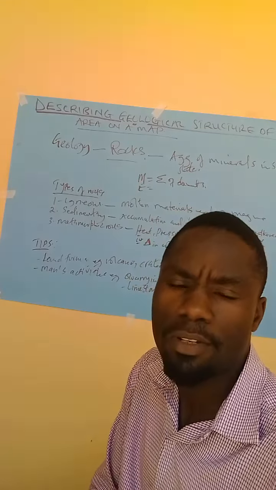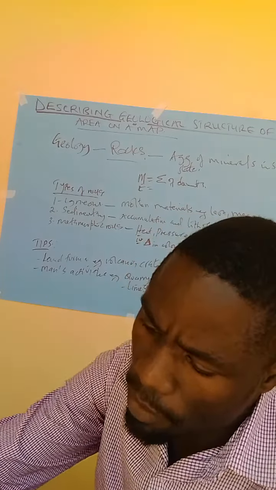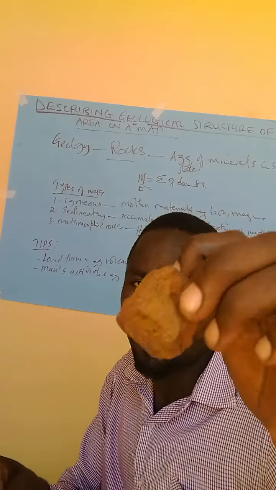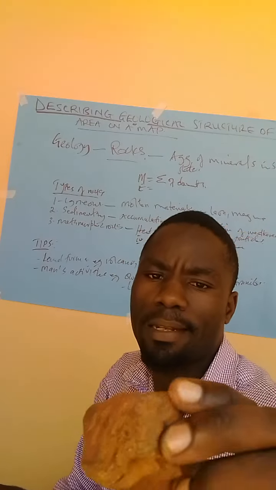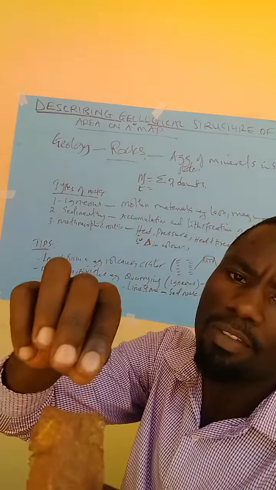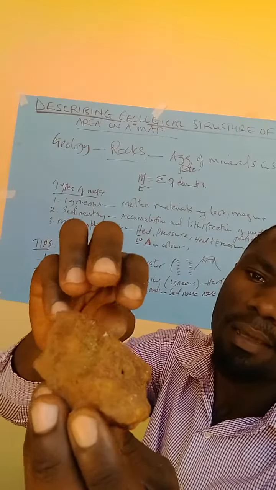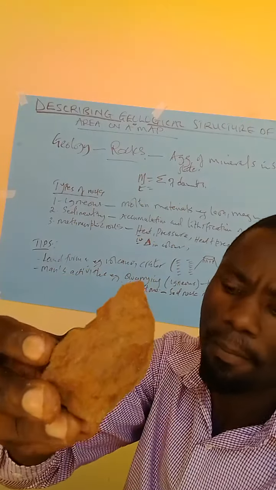We shall discuss these rocks in physical geography in detail. But these rocks we are talking about, they are here. For example, this one is a sedimentary rock, limestone. When you look at it, the particles were just joined. That means sediments were brought and put together. When you look at it, the particles are jointed, so it is a sedimentary rock.